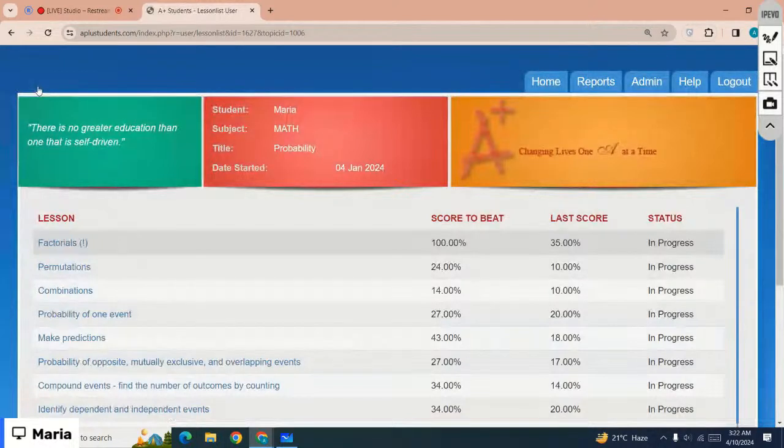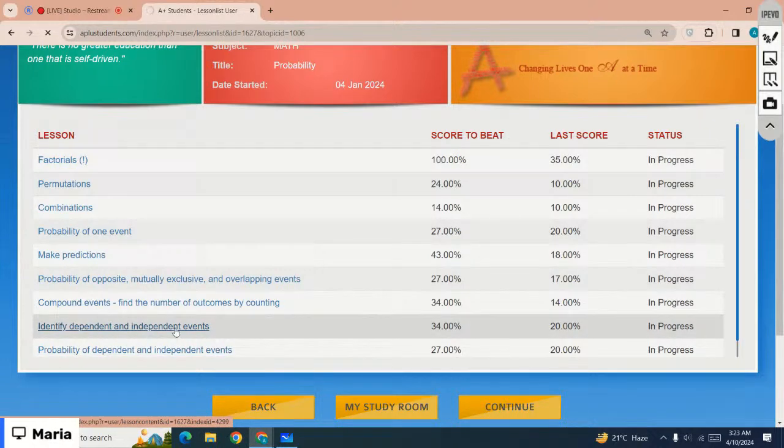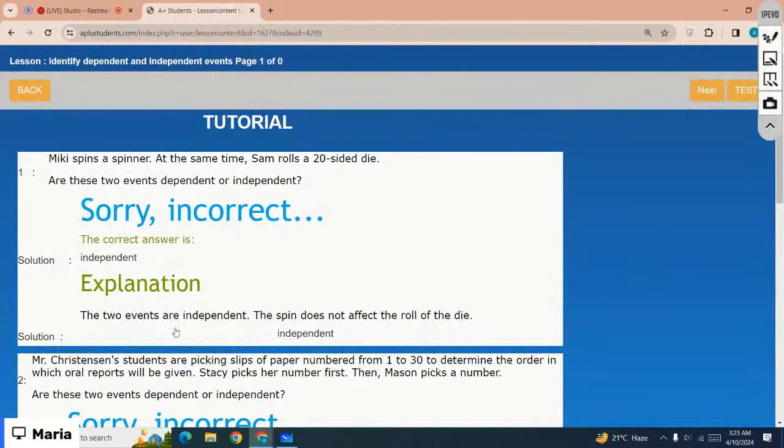The next lesson is identify dependent and independent events, right? Let's just start with the lesson. Okay, Mickey spins a spinner. At the same time, Sam rolls a 20-sided die. Are these two events dependent or independent?